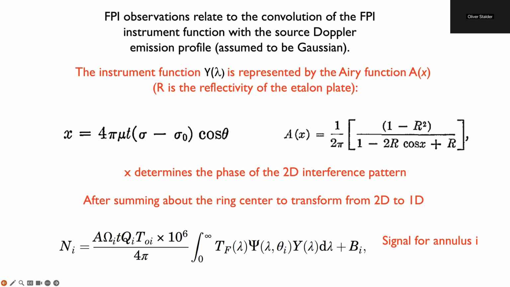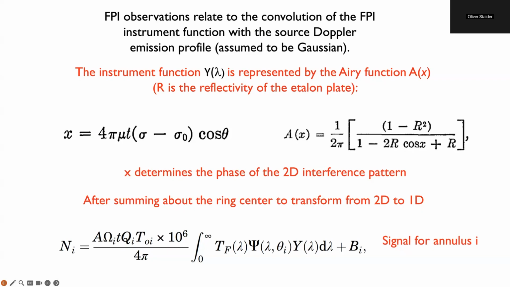Here you see the phase relation relating x to the cosine theta. The expression to the right of it, A, is the Airy function. And this is what I will be showing you as to how it's derived. But it represents the spectral profile of the instrument. That is a function of the reflectivity R that you see there.